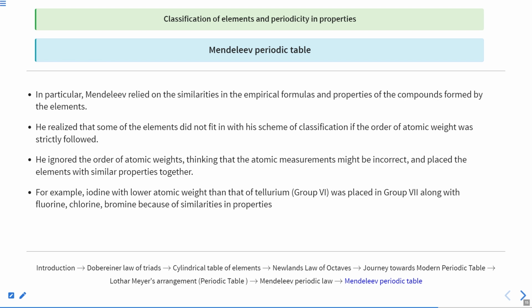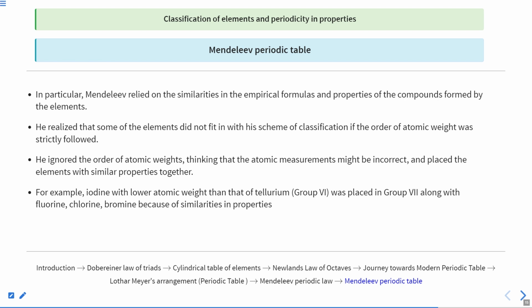And what was his idea behind it? His idea was that since we are not very good at spectroscopic methods, we are making a mistake in calculating the atomic weight. So he was assuming that, and then he was totally going with the physical and chemical properties. His first priority was physical and chemical properties.